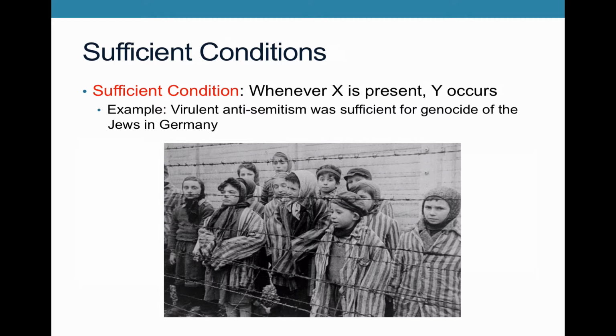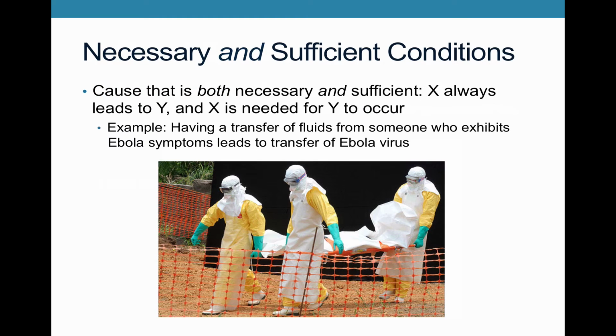So unlike a necessary condition, where you'd say, well, maybe anti-Semitism is required for genocide, here you're saying that the level of anti-Semitism was so high that it pushed you over the bar, that no matter what else was going on, it was going to be sufficient for your outcome to occur. And you can have conditions that are both necessary and sufficient. These are fairly rare in political science, but it's important to remember that they're possible.